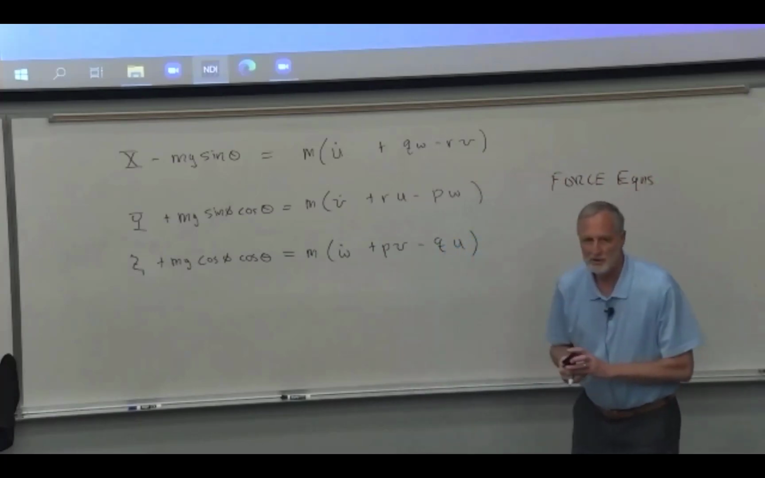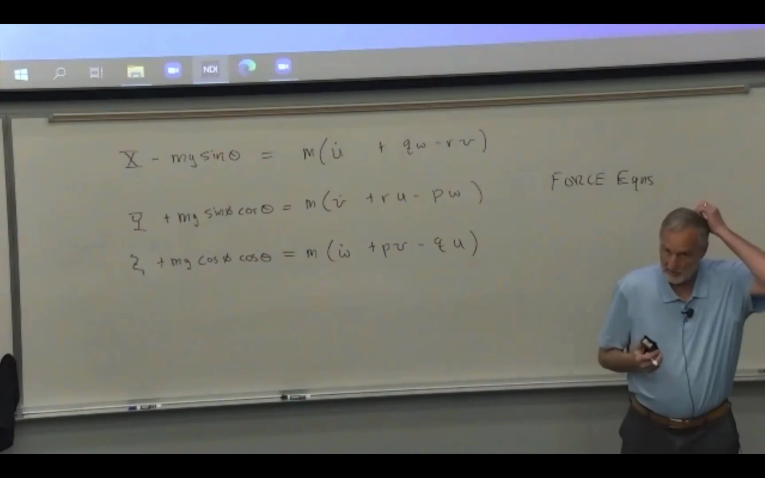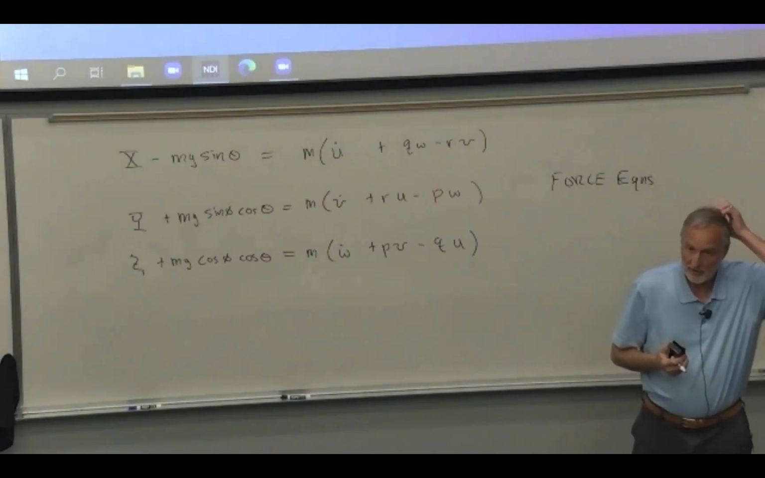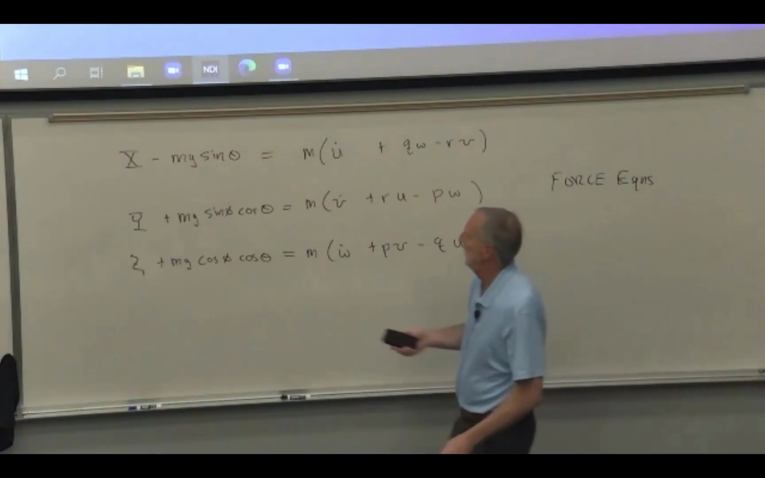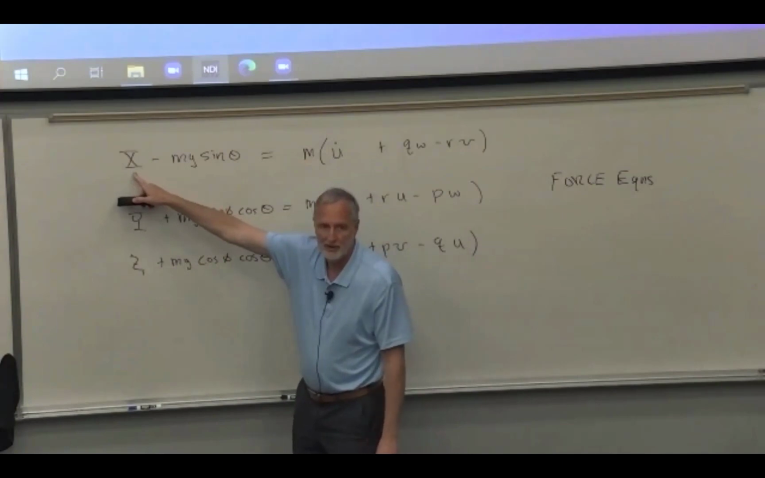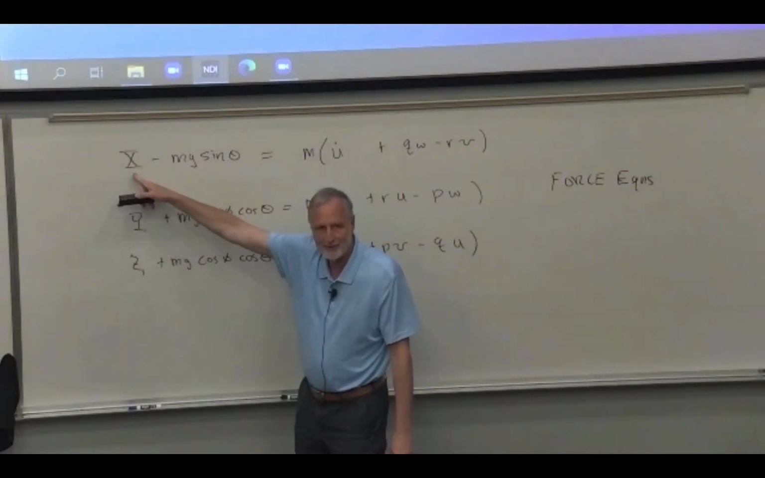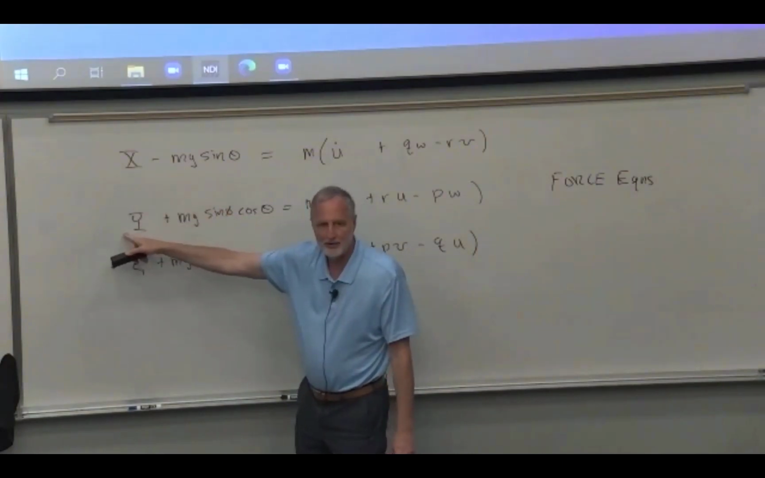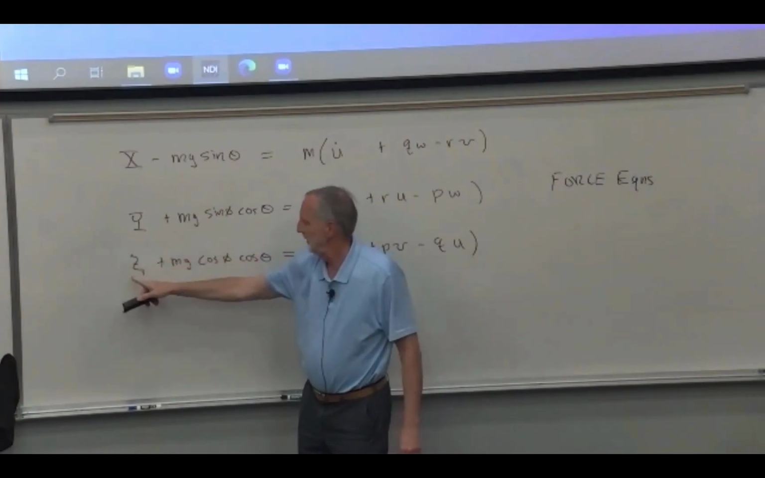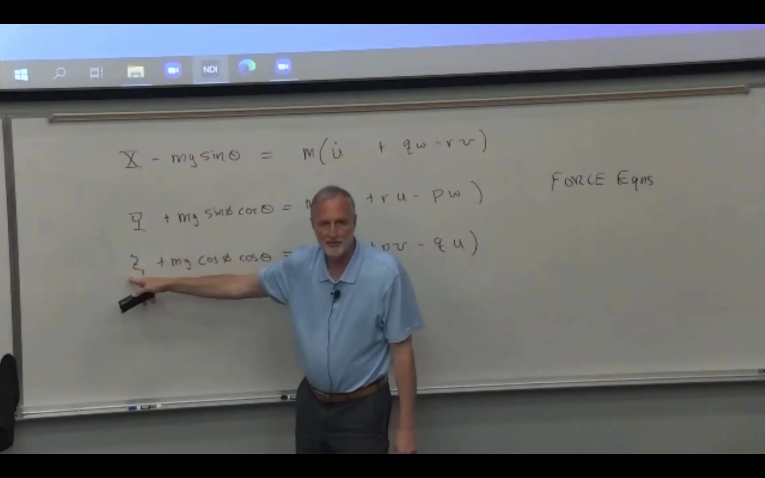So if I said, which is the X force equation, which one would you point to? The top one. Why? Because you see an X, right? So this is the forward X direction. This is the Y force equation, so that's sideways. This is the up and down Z force.